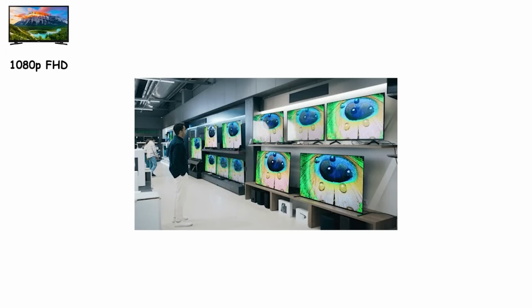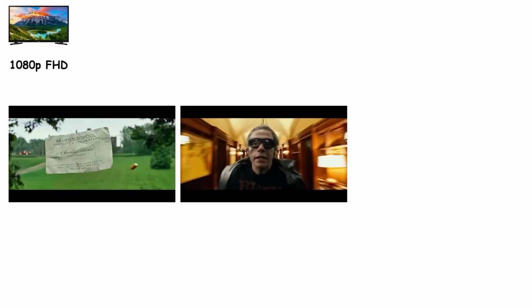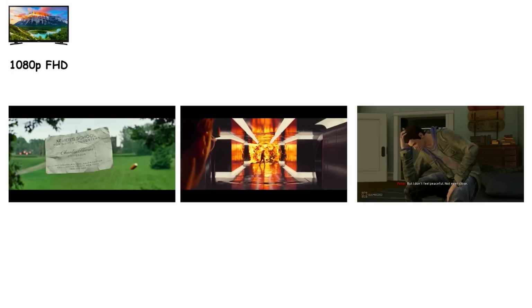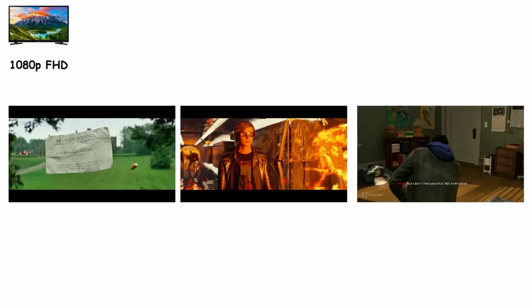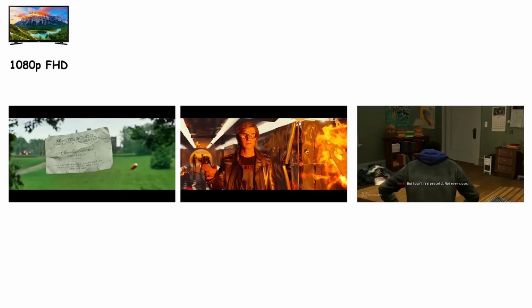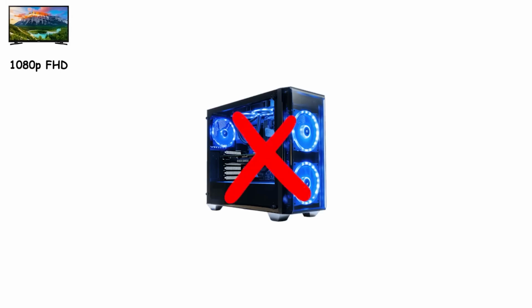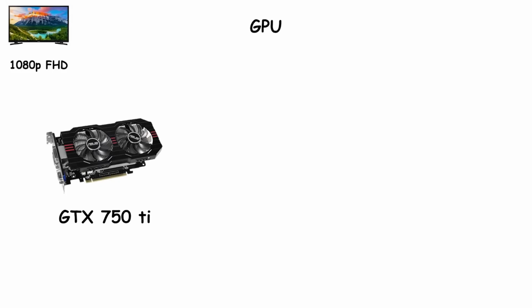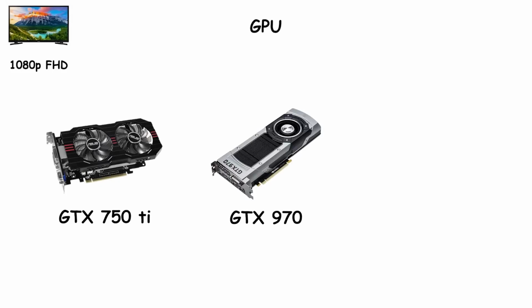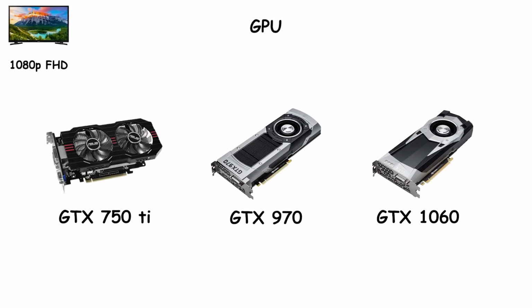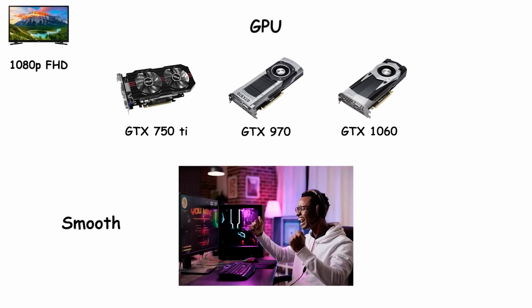1080p hit the perfect balance. Text became crisp enough to read comfortably. Faces had detail. Small things like wrinkles in clothing or distant objects in games were finally visible. And the best part? You didn't need a monster PC to run it. GPUs like the GTX 750 Ti, GTX 970, or later the GTX 1060 made 1080p gaming smooth and affordable for millions of people.